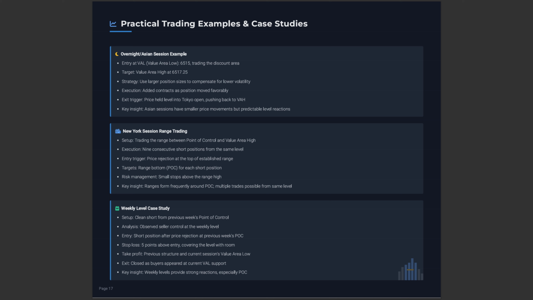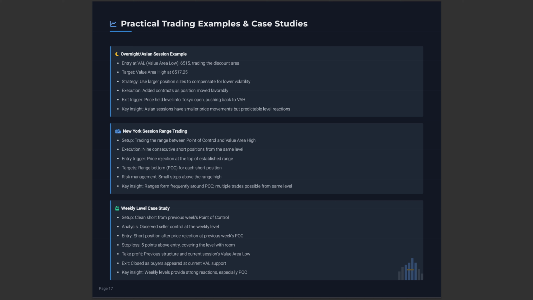Weekly level trade. I had a clean short setup at the previous week's point of control. The level had held multiple times before, and when price returned with measured buying rather than aggressive momentum, I entered short. My stop was placed above the previous high that covered the level, and I targeted the previous week's value area low. The trade worked perfectly as sellers stepped in to defend the weekly POC.